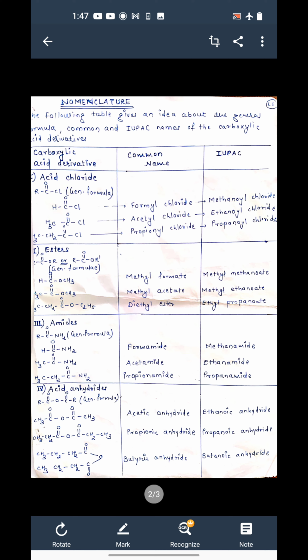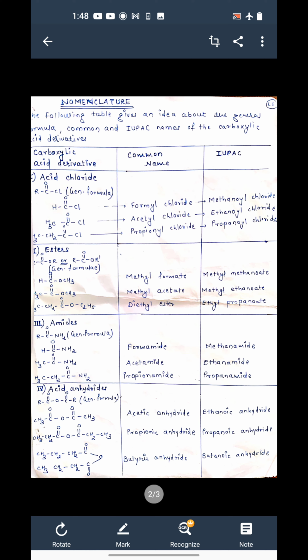In the third case it is obtained from propionic acid, so we delete ic acid, add amide, and it becomes propionamide. Then what about the IUPAC name of amide? Simple again, you just find the number of carbon atoms. In the first case it is only 1, so it is methane, we delete that E from methane and add amide, so it becomes methanamide. In the next case, 2 carbons are there, so we write ethanamide. In the next case, it is propanamide.